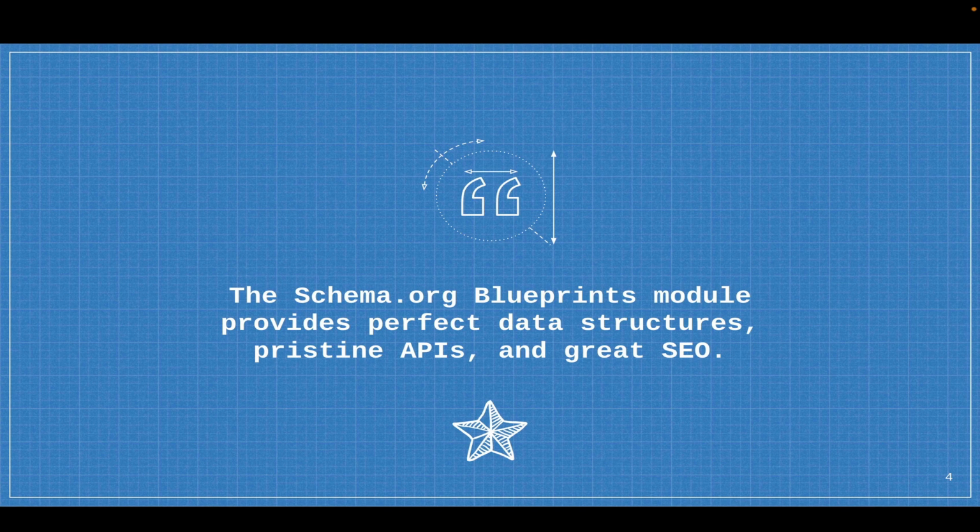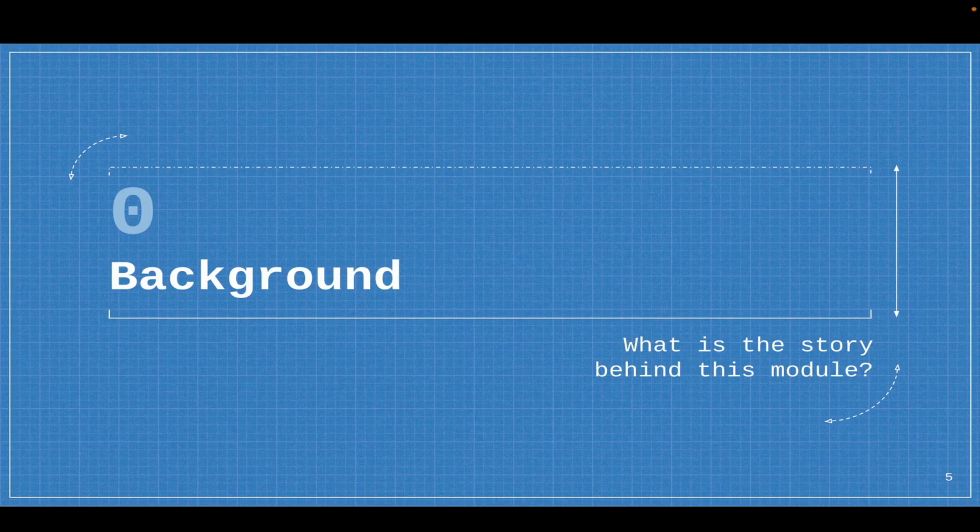And I want to do this statement to level set what the Schema.org Blueprints module is. Well, it provides perfect data structures, pristine APIs, and great SEO. And this whole presentation is going to explain those three key things that it accomplishes and challenges that every website faces. I want to start off with some background.